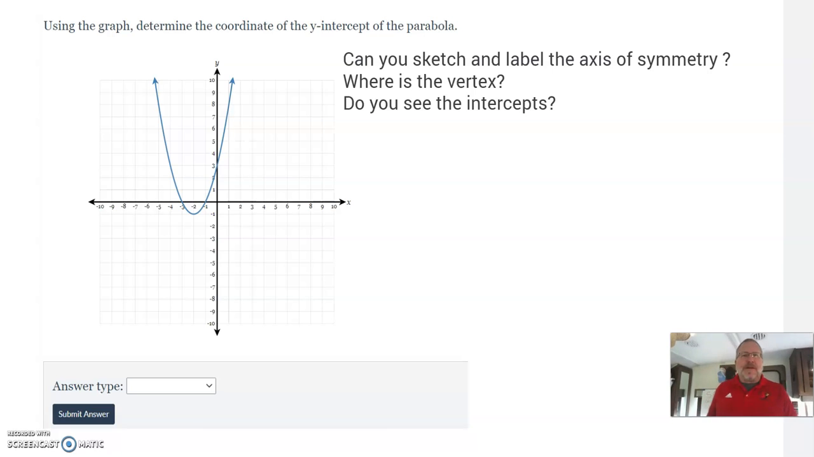Well, hello, and let's talk about graphing parabolas or quadratics. Quadratics refers to the idea that there's an x squared in the polynomial.